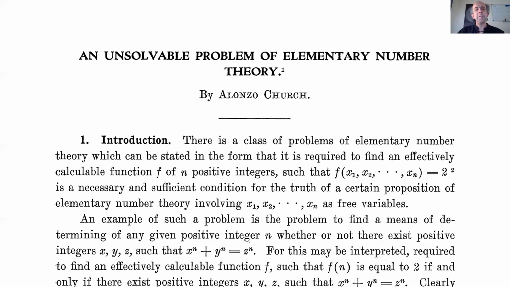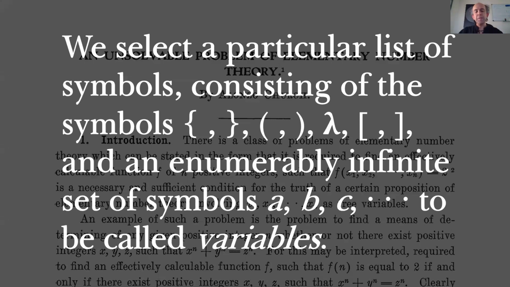But let's actually go back to that 36 paper. Church offers us a reasonable definition of this formalism, and he introduces the notation. We select a particular list of symbols consisting of the symbols curly brackets, open parens, lambda, and square brackets. These are all nice and familiar, except the lambda is a bit new, and an innumerably infinite set of symbols, a, b, c, etc., to be called variables. Now, an important point here, sometimes people get a bit confused. They say, well, variables, if I'm doing functional programming or if I made something final, then surely it doesn't vary and the name is wrong.